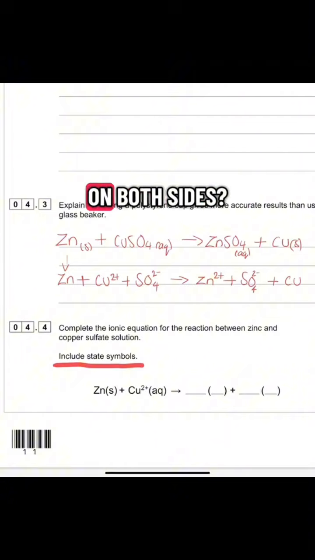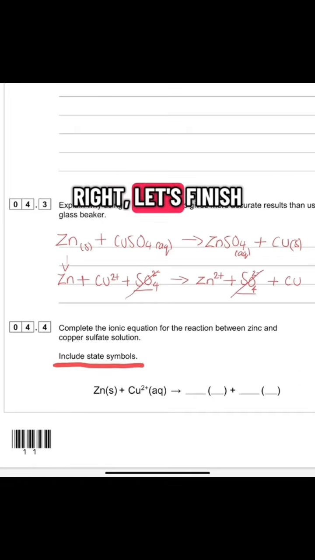Which ions appear on both sides? It is going to be the sulfate ions, and I'm going to cross that out right now. And I have underlined it as well. Right, let's finish the ionic equation. What is it going to be?